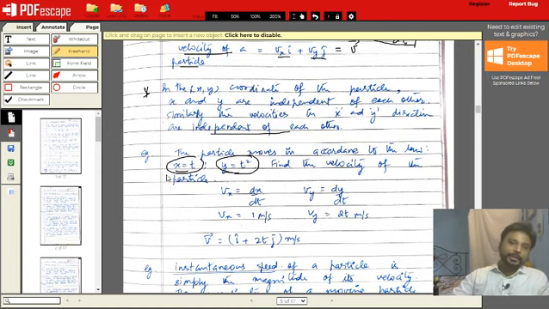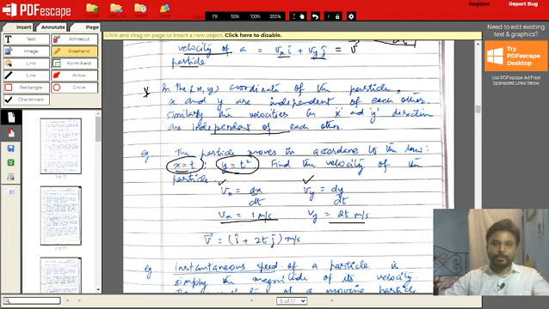So we can differentiate them separately. So we differentiate the position of the particle with respect to t. First, we write the expression Vx is equal to dx by dt, and Vy is equal to dy by dt. Differentiating x with respect to t, we get Vx is equal to 1 meter per second, and Vy is equal to 2t meter per second, since differentiation of t square with respect to t is 2t.